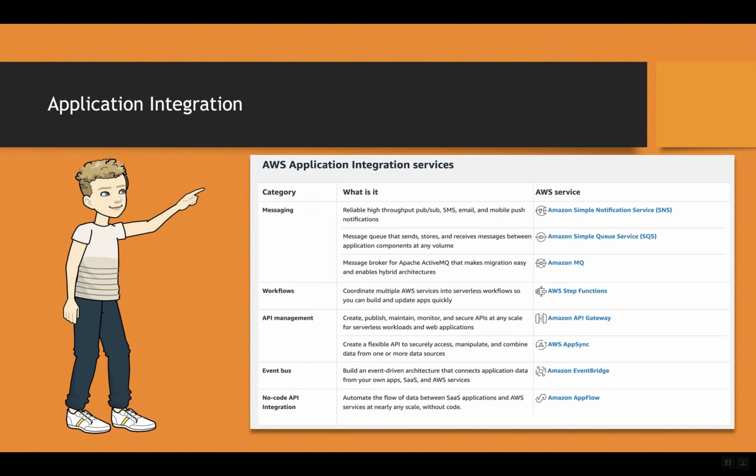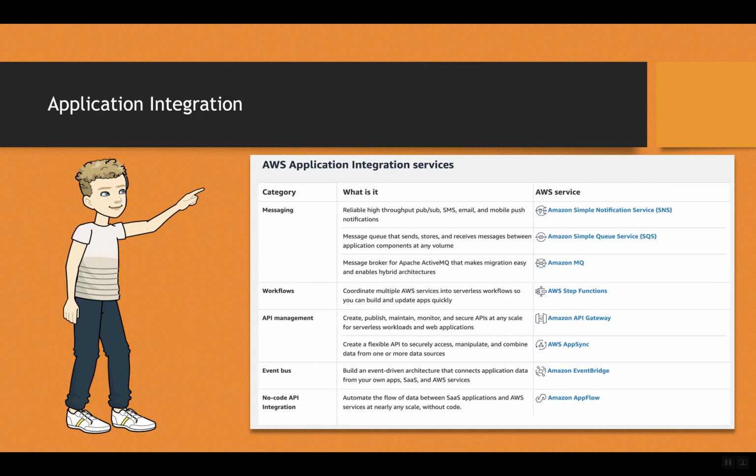or more data sources. Events fall under application integration, which is Amazon EventBridge. What it does is build an event-driven architecture that connects application data from your own apps, SaaS, and AWS services. Then no-code API integration. If I need that, I go to Amazon AppFlow.